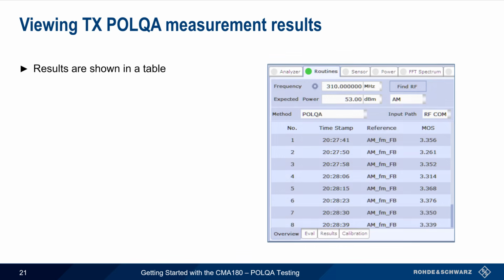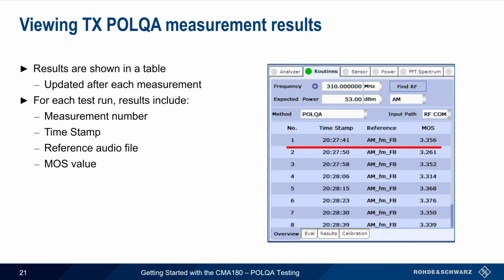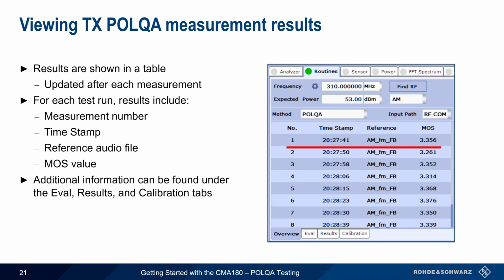During the test, results will be shown in the pop-up window and also will be used to populate a table in the Overview tab. For each test run, the results indicate the run or measurement number, the timestamp, the name of the audio reference file used, and the MOS value calculated using the POLQA algorithm. In addition to the main Overview tab shown here, there are several other tabs: Eval, Results, and Calibration, and these provide additional information such as the start delay or the transmitted and received audio levels.